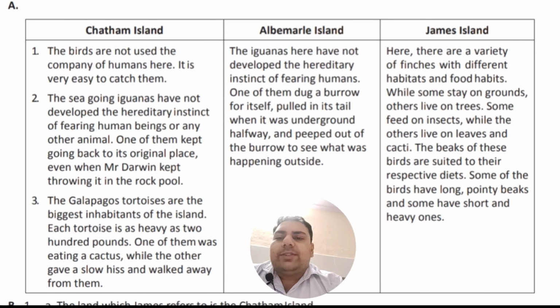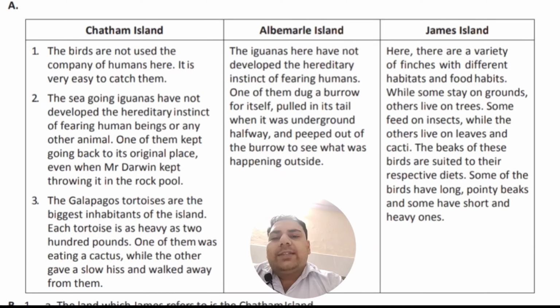Albemarle Island. Iguanas here have not developed the hereditary instinct of fearing human beings. So again, the same situation was there. One of them dug a burrow for itself, pulled in its tail when it was halfway underground, and peeped out of the burrow to see what was happening outside.